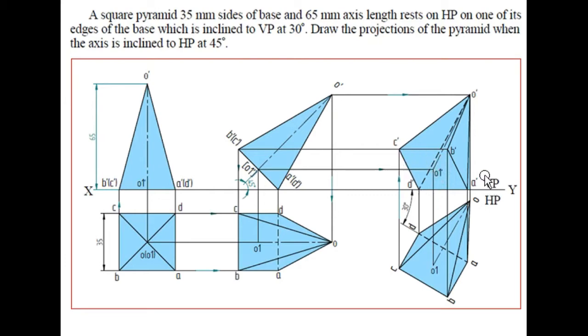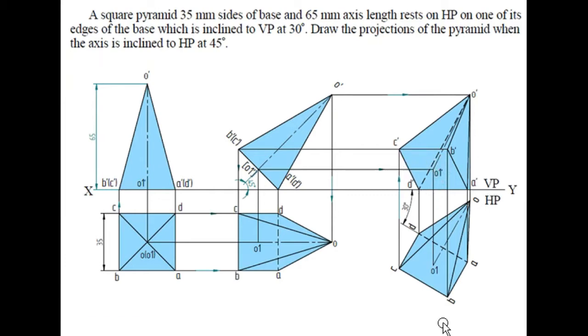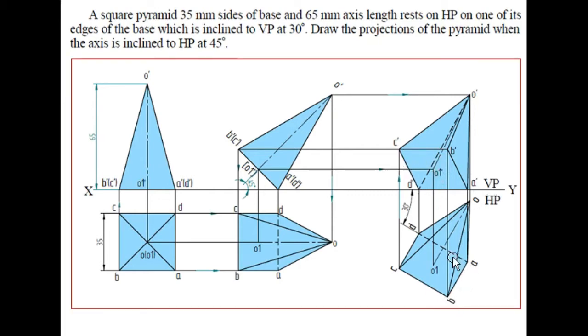Next, how to join all the corner points. So when I see from this direction, the whole base plane will be visible. A, B, C, D will be visible. So I will connect A dash, B dash, C dash, D dash, D dash to A dash. Next, point O is there, right?